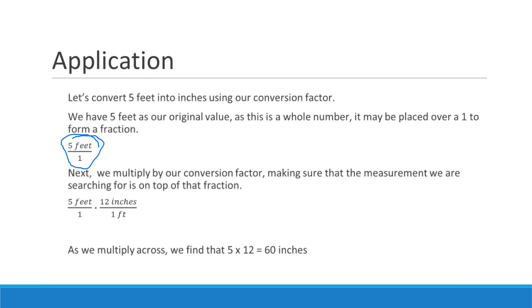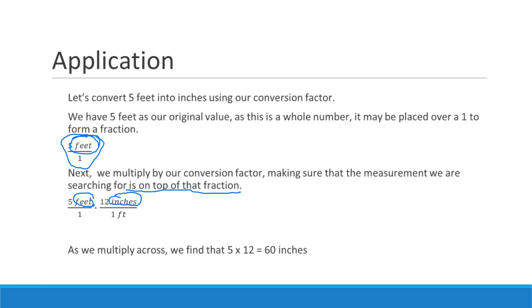Next, we multiply by our conversion factor, which we talked about on the last page, right? Which is 1 foot equals 12 inches, or 12 inches equals 1 foot. And to figure out which one of those conversion factors we need to use, we make sure that the measurement we are searching for is on top of the fraction that we use as our conversion factor. So here what we have on top is feet, and see how it is different from what I want, which is inches, right?